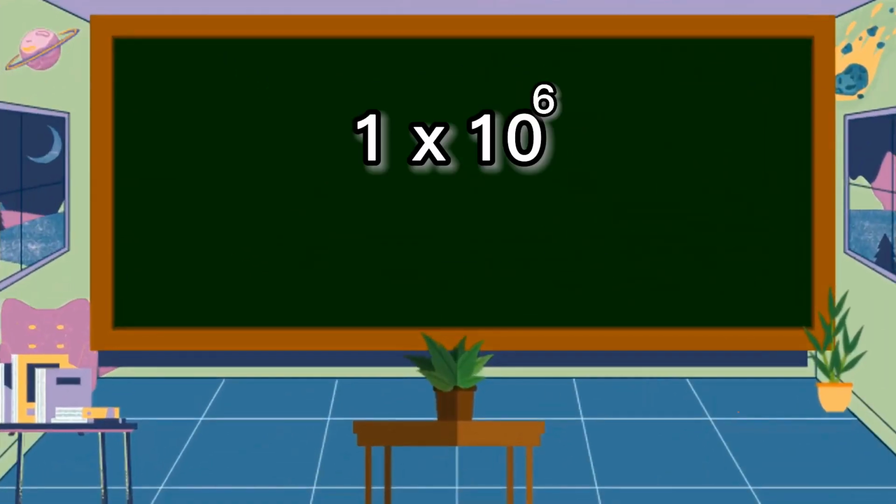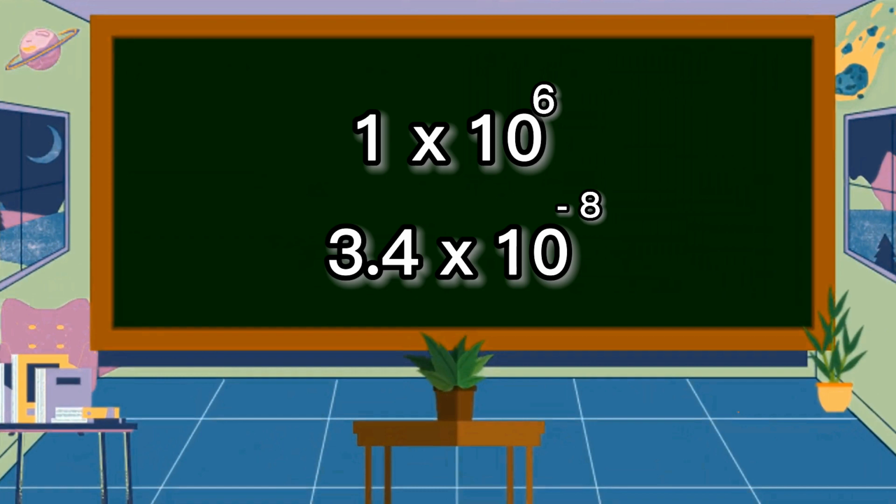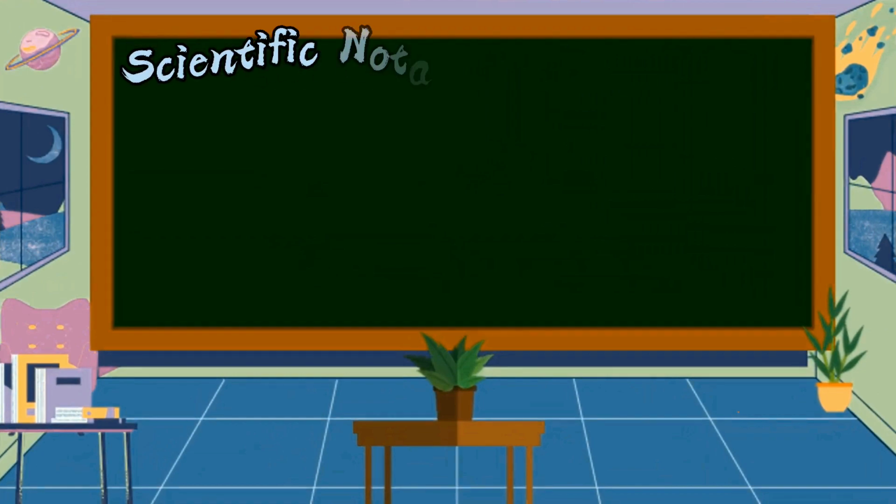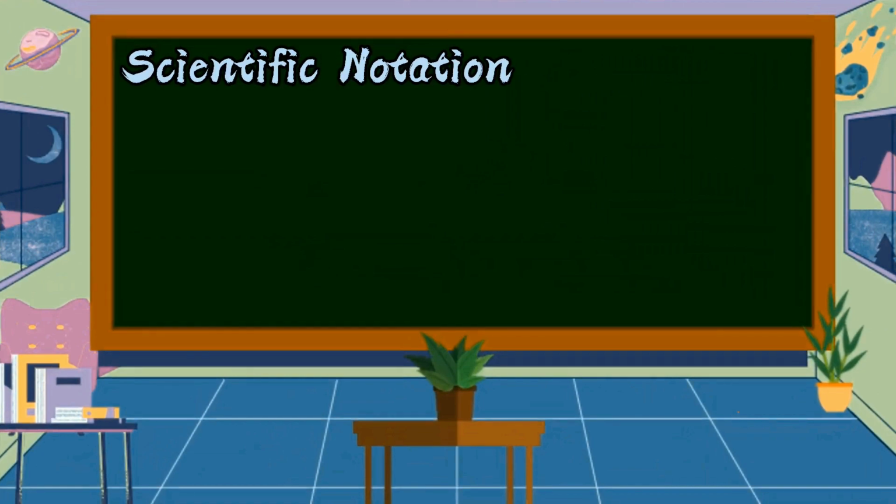Have you ever heard people use numbers like 1 times 10 to the 6 or maybe 3.4 times 10 to the negative 8? Those are examples of a way of writing a number called scientific notation.